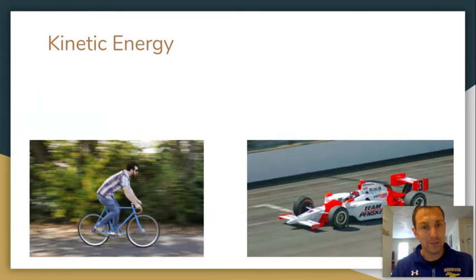Now, some objects might have more kinetic energy than other objects. Let's consider these two pictures. The man on the left is riding a bicycle. The person on the right is driving a race car. Now, we have to think about what factors affect kinetic energy in order to decide which one has more kinetic energy. You might already know a little bit about this, especially if you've learned about kinetic energy before.